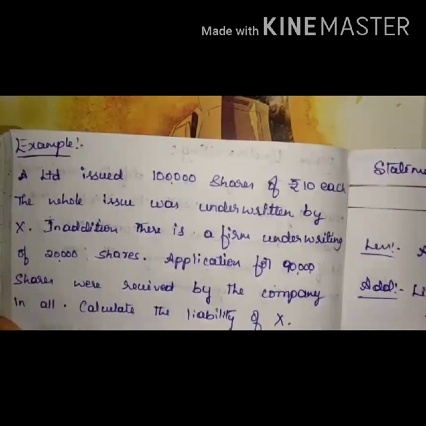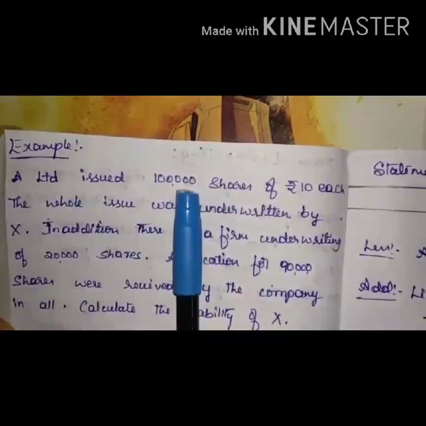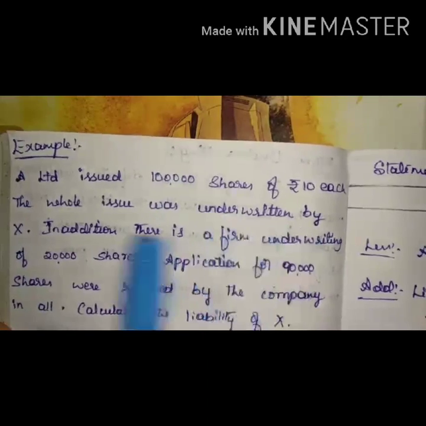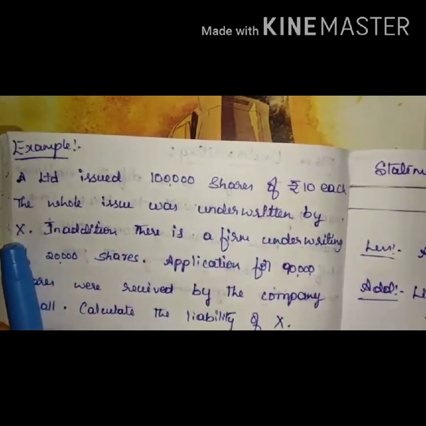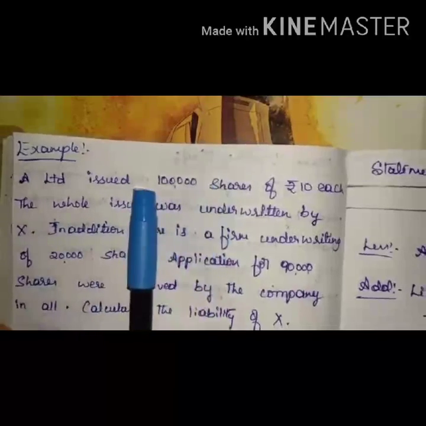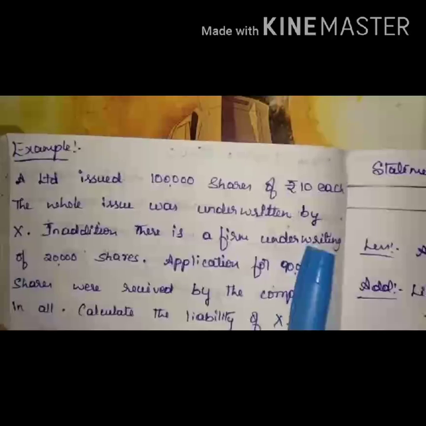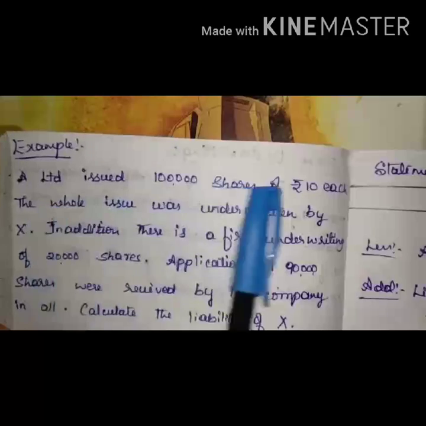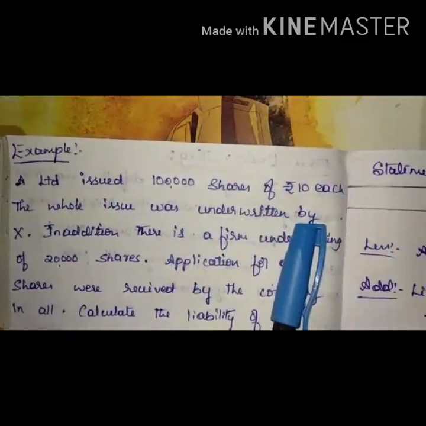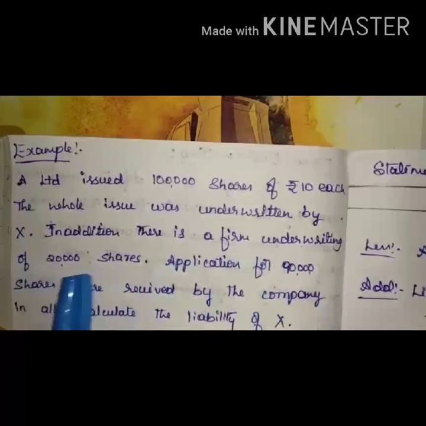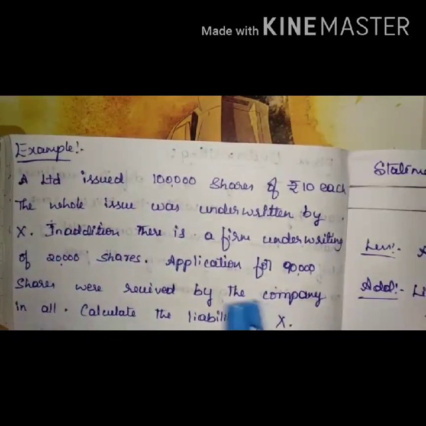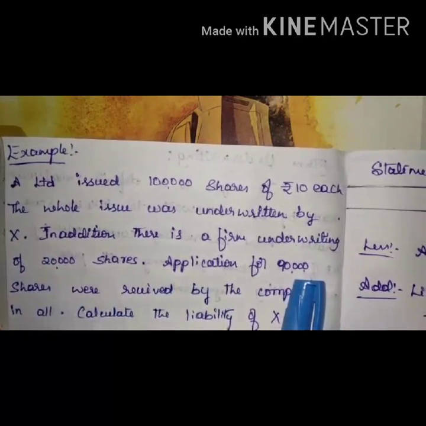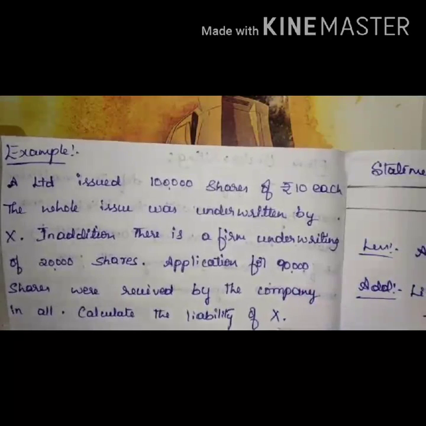Here is an example. A Limited issued 1 lakh shares. Total shares are 1 lakh and the whole of the issue was underwritten by X. That means underwriting is for the full issue. In addition, there is a firm underwriting. So two types of underwriting are there. One is pure underwriting, that is the whole of the issue underwritten by X, and again there is firm underwriting, that is to take up 20,000 shares. Applications for 90,000 shares were received by the company from the public. Calculate the liability of X.